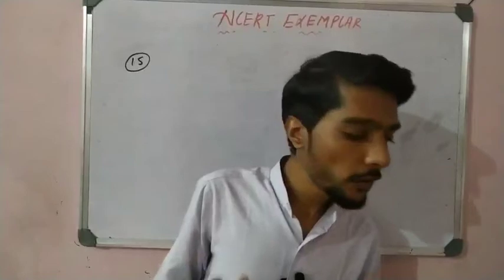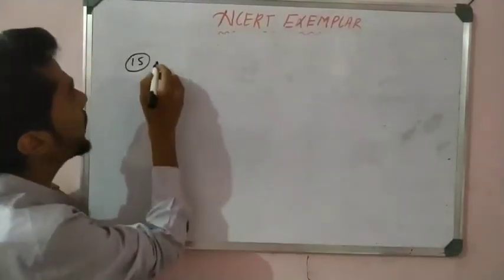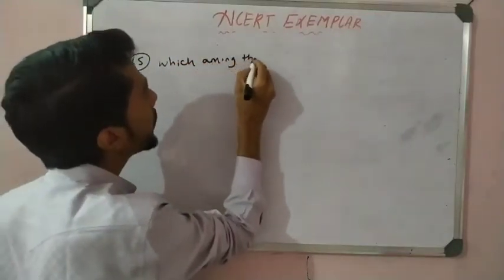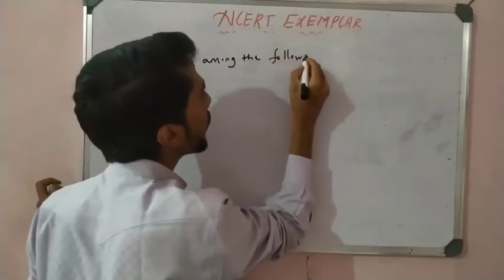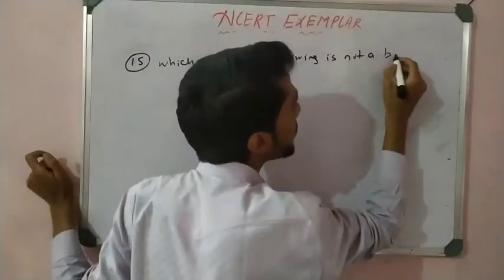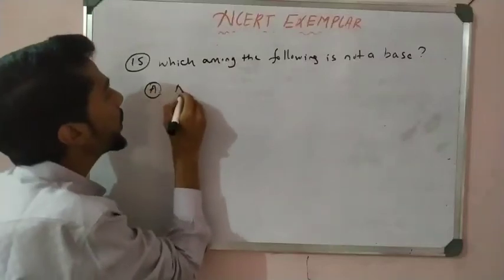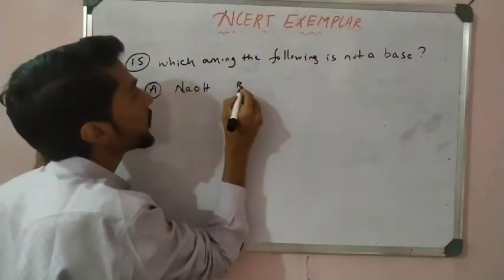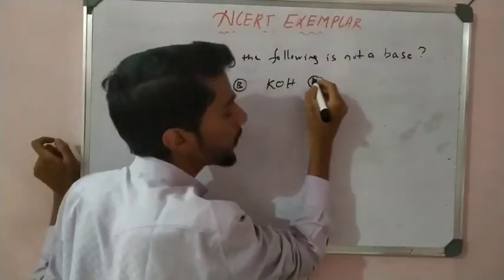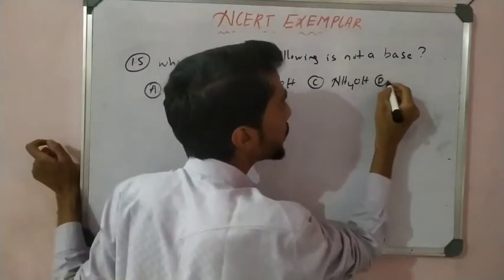Now to question number 15. See this one, that is very important. Which among the following is not a base? Option A, sodium hydroxide. Option B, potassium hydroxide. Option C, ammonium hydroxide. And option D, ethanol, C2H5OH.